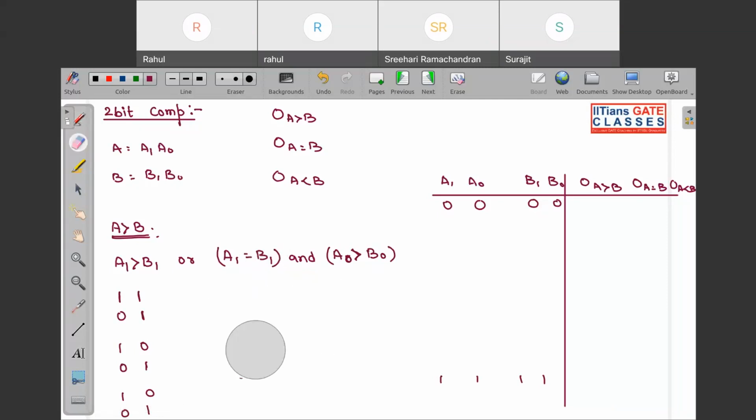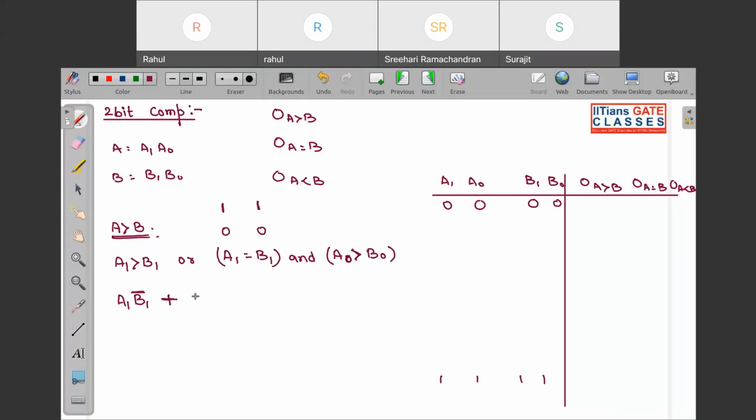So how do we write it actually? Look, A1 greater than B1, that means A1 B1 complement. Why complement? Because this is a binary number. If A1 has to be greater than B1, A1 needs to be 1 and B1 needs to be 0. So I am writing it like this. Or corresponds to plus sign in Boolean. A1 equal to B1, now this is basically equality. Either A1 can be 0 and B1 can be 0, or it can be 1 1.